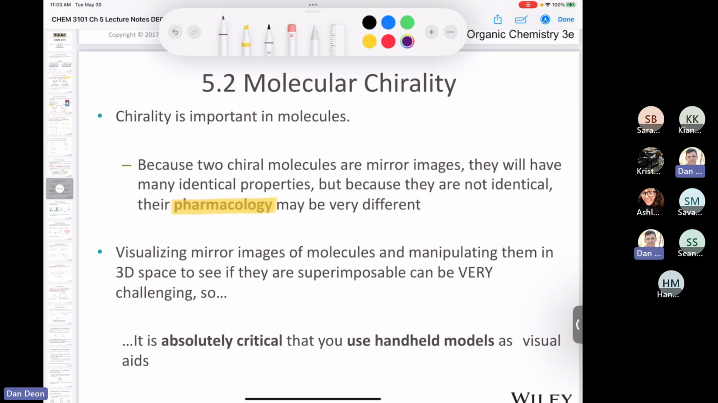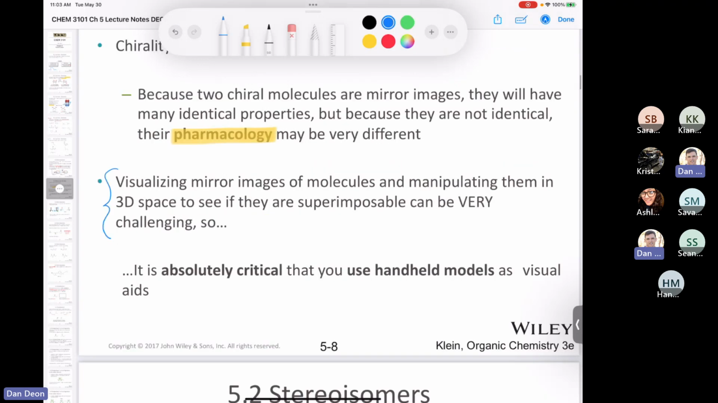Now, visualizing compounds in 3 dimensions can be very tricky for some people. For others, it comes more naturally. And so it might be a good idea for you to use handheld models in this section. You can buy a model kit from Jeff Bezos at Amazon for not a lot of money, and I would recommend doing that if you're struggling with manipulating shapes and molecules in your mind.